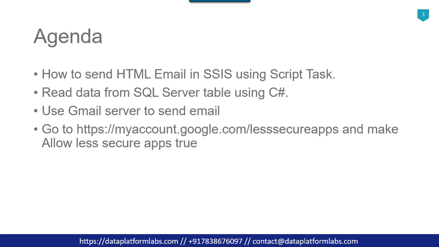So before writing any code, first of all you need to log into this particular URL along with your Gmail account, and then you need to make allow less secure apps to true. So you can see my previous video how to send email in SSIS, the basic email. You will see more details about how you can disable this thing. However, you can find this particular URL in the description of the video, so that you can simply copy and paste this particular URL into your web browser and you can make the allow less secure apps to true. Okay, so without wasting time, let's jump to the demo.